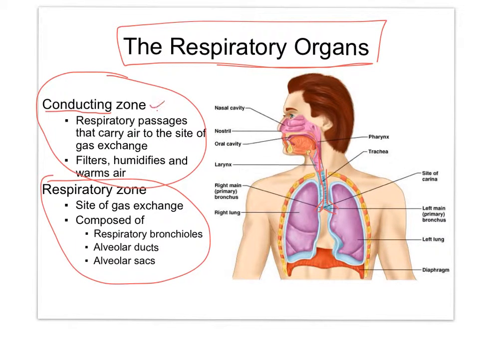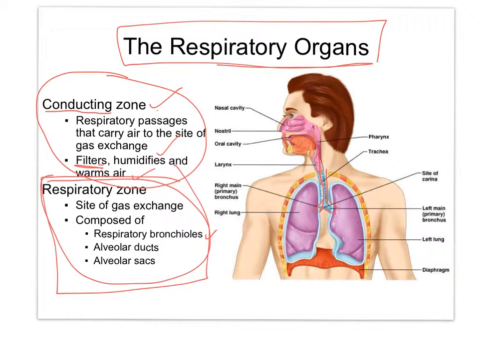So these are our passageways. This also filters the air. We have some mucus that traps impurities here, humidifies the air, so it adds some water to that air, and warms it. And then the respiratory zone is going to be in the respiratory bronchioles.